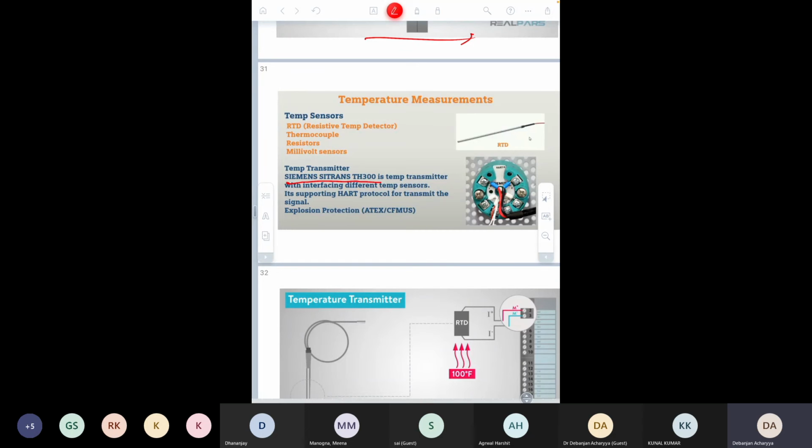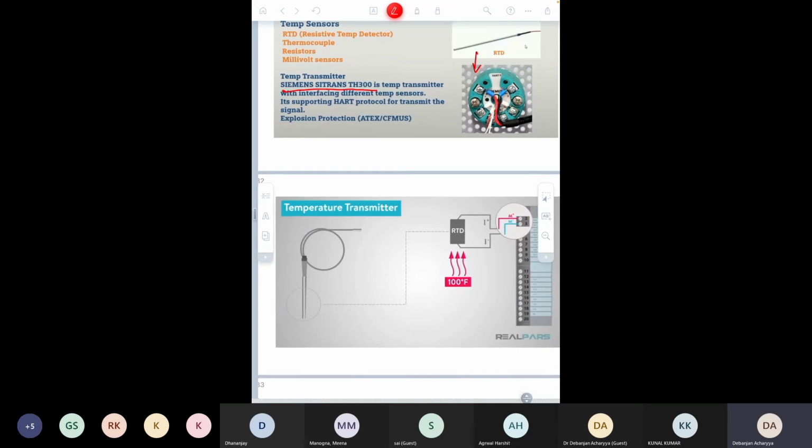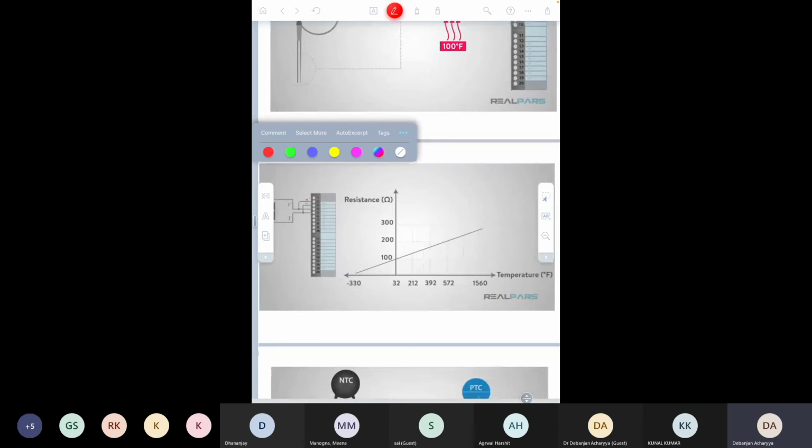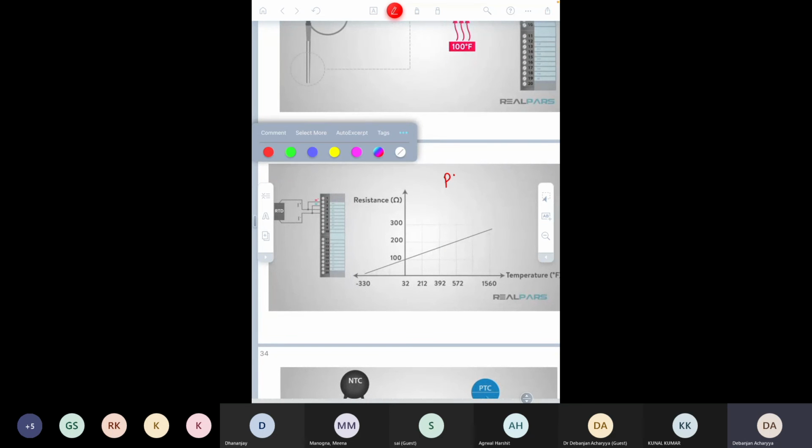You can see that this is an RTD based sensor. An RTD based sensor is a passive sensor. This is a very well known temperature sensor. In RTD, you will find the PT100. This is the most common type of RTD.